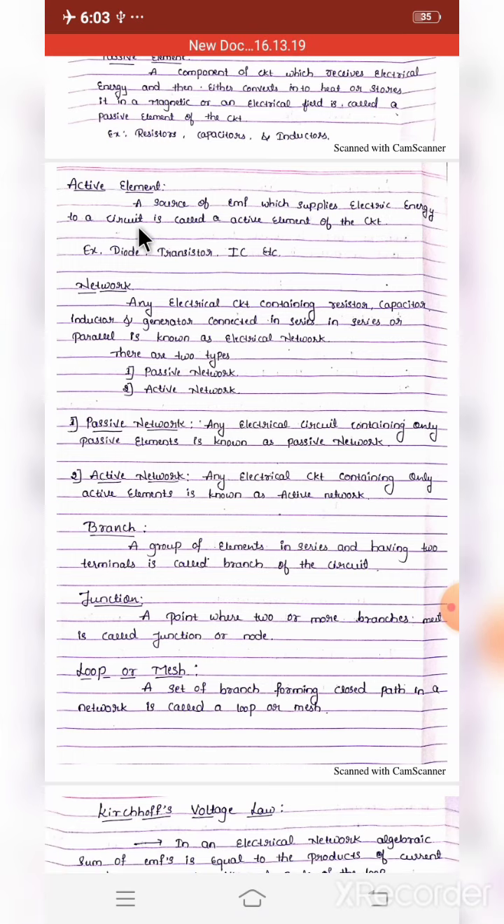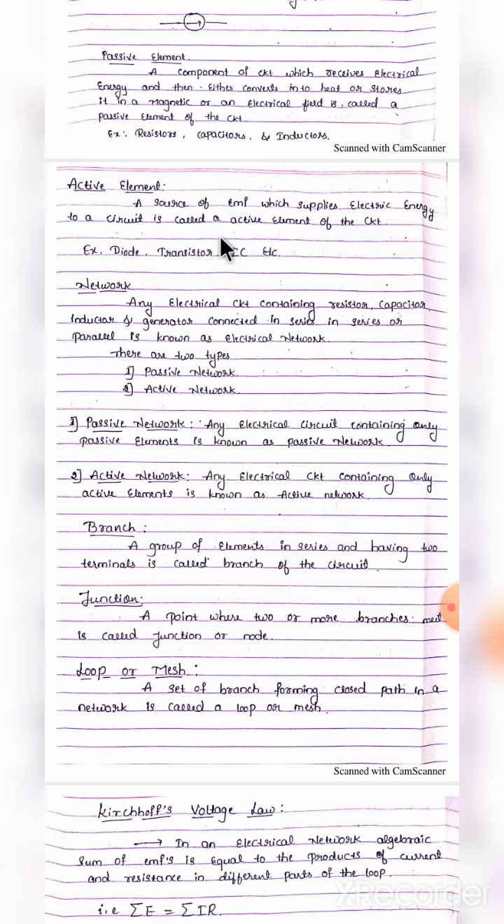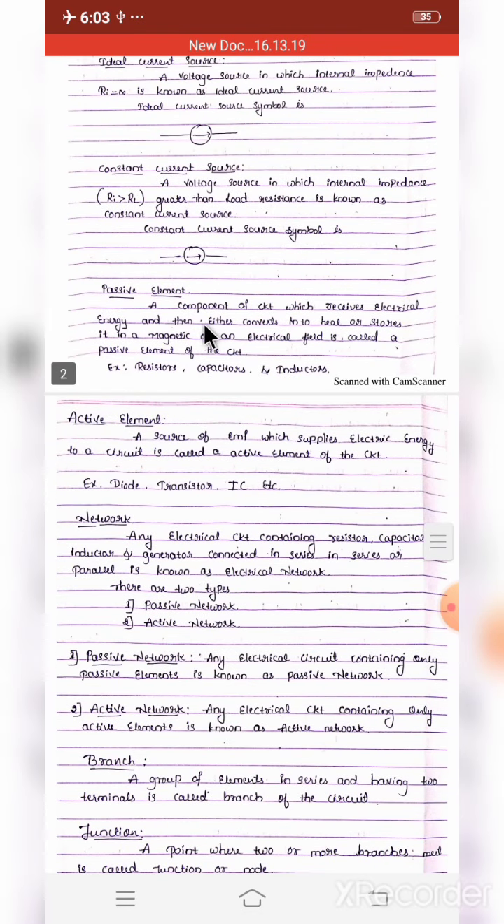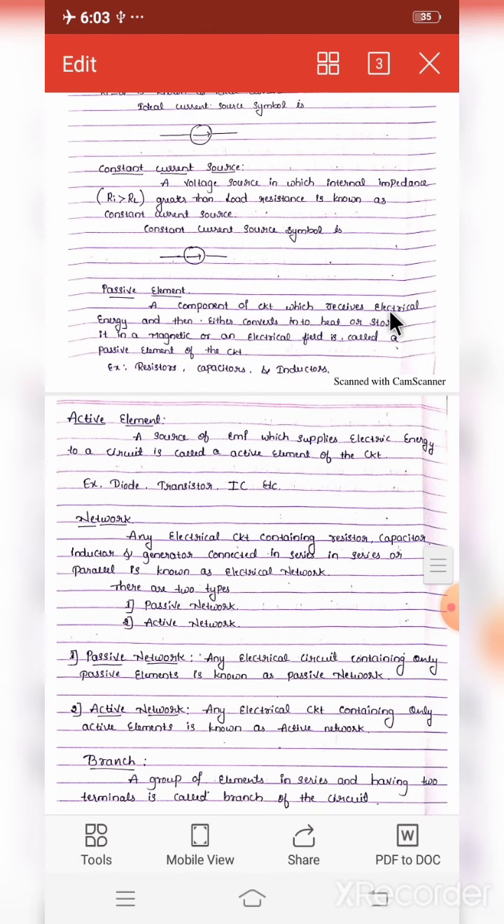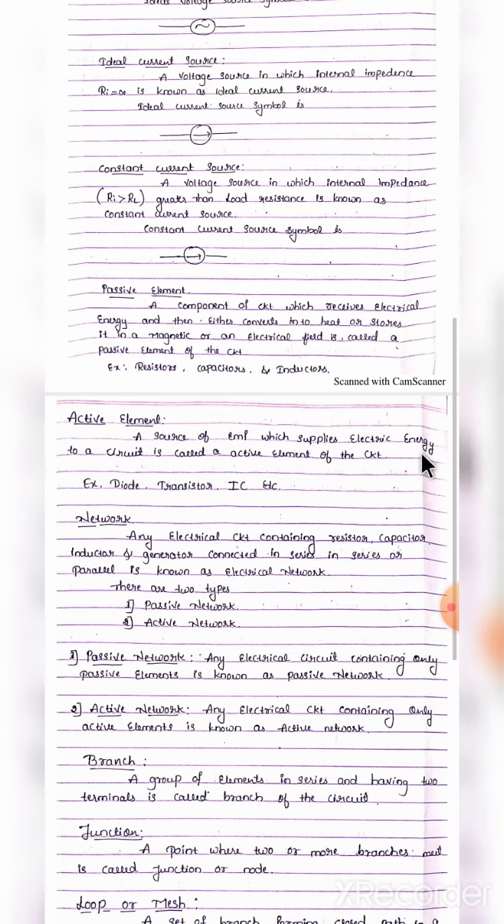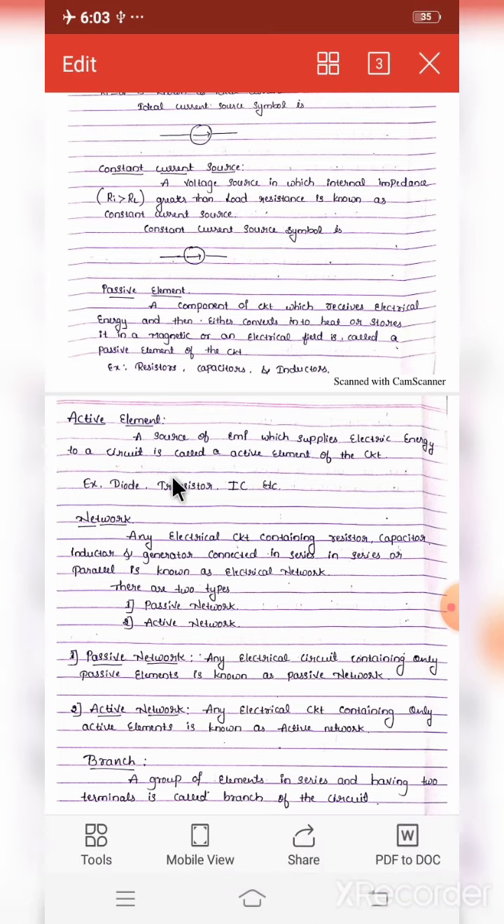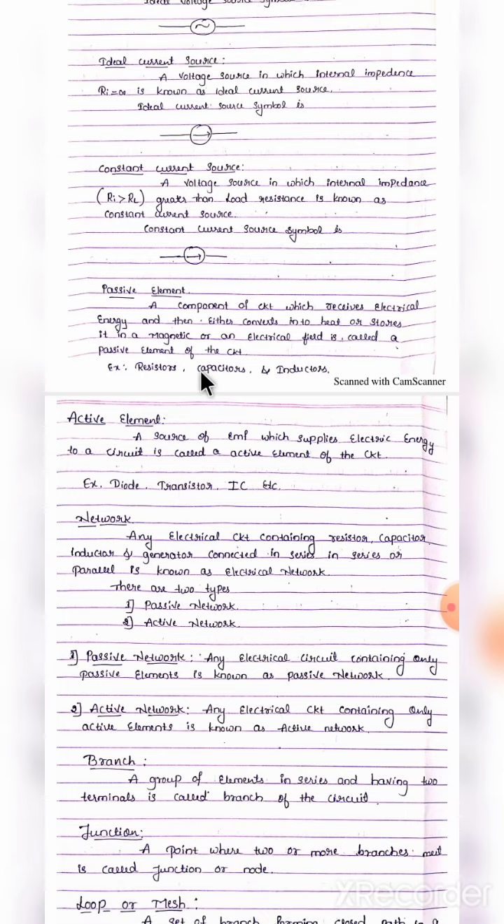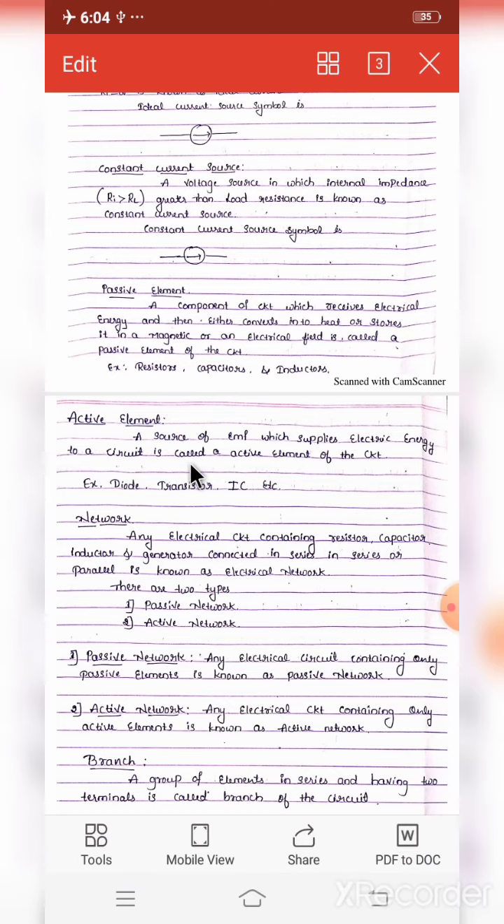Okay, a source of EMF which supplies electrical energy to a circuit is called the active element of the circuit. So passive means what? A component of a circuit which receives electrical energy and then either converts it into heat or stores it in a magnetic or an electrical field. Active means a source of EMF which supplies electrical energy to a circuit.